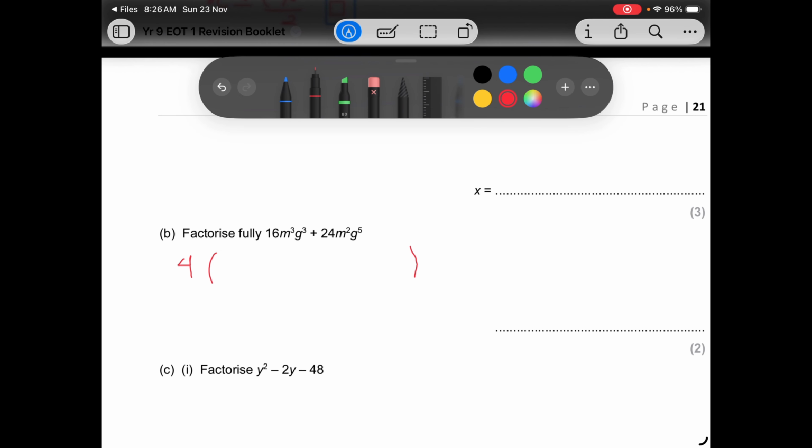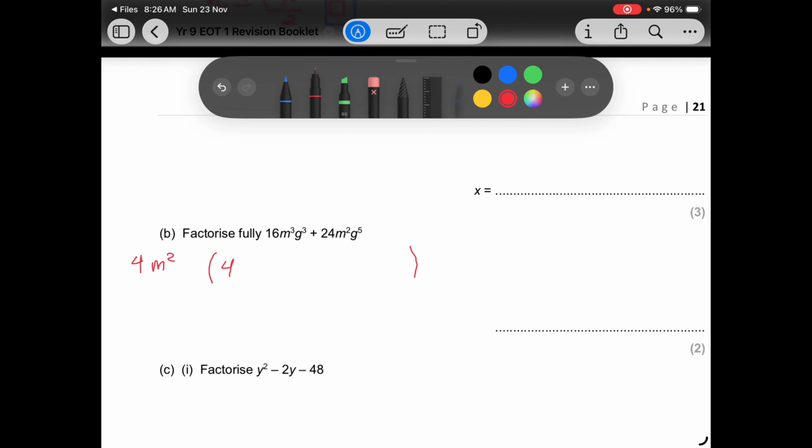Then here, if we remove 4 from the scene, so if you unpack this, it will be 4 times 4. So the 4 is remaining here. Okay, when it comes to the variable part, g and m, we always factor the one with the smallest power. So if you look at this here, I have m cube and I have here m square. So the smallest power is m square. So we can factor out m squared. So 4, indeed. Then there is m squared.